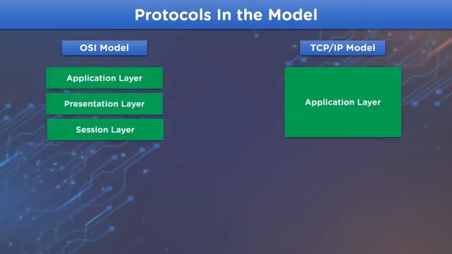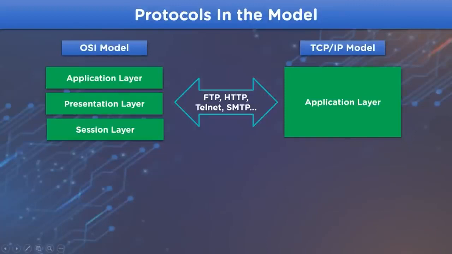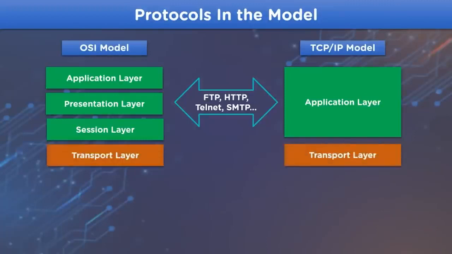Let's begin. The topmost three layers of the OSI model, which are application layer, presentation layer, and session layer, collectively refer to the application layer in the TCP/IP model, where they use protocols such as FTP, File Transfer Protocol, HTTP, Hypertext Transfer Protocol, Telnet, and SMTP, which is Simple Mail Transfer Protocol. Then we have the transport layer from the OSI model, which refers to the transport layer in the TCP/IP model, where they apply protocols such as TCP, Transmission Control Protocol, and UDP, User Datagram Protocol.